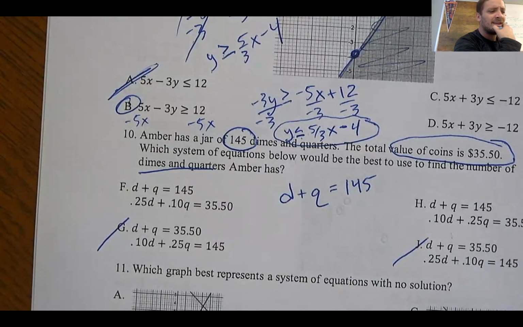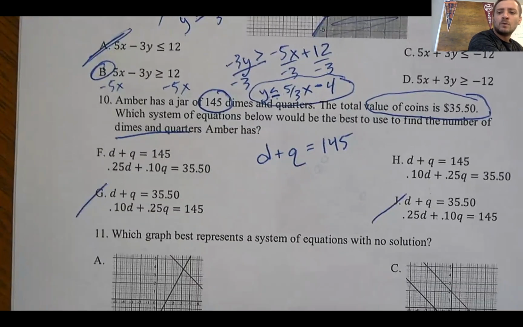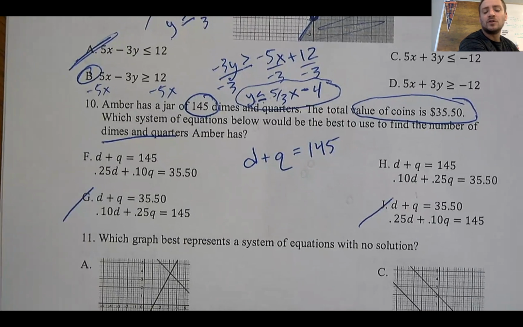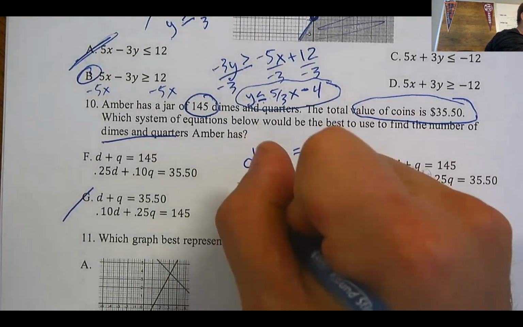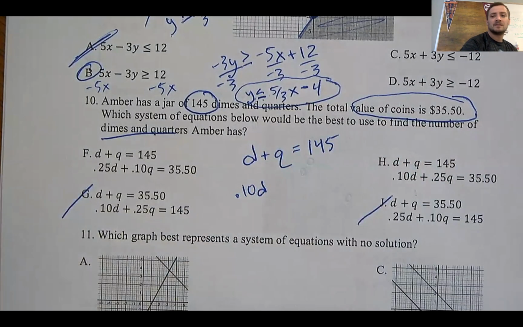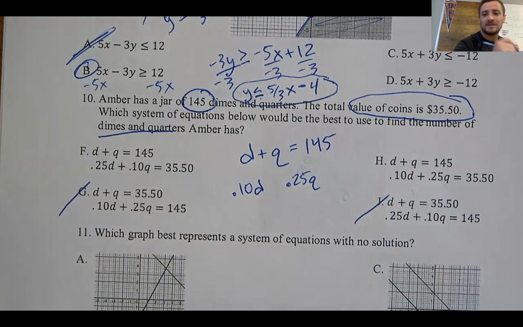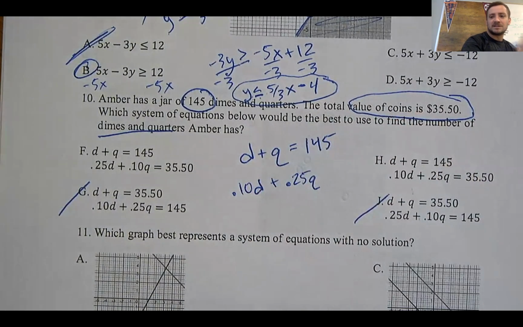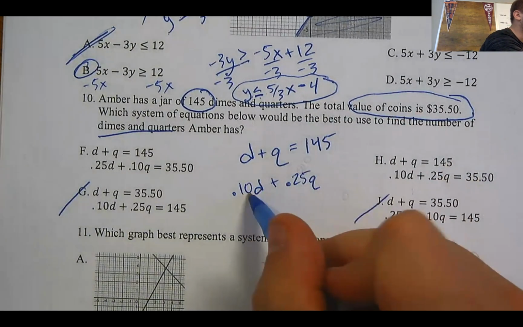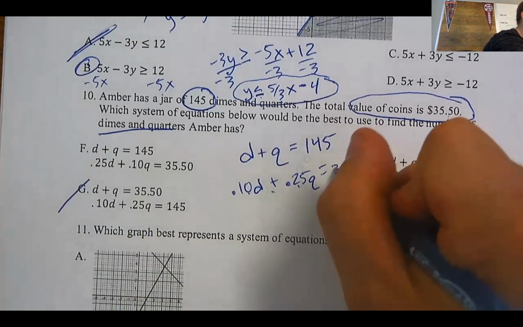Now, I'm kind of curious, where are they getting 0.25 from and 0.10 from? Well, that's the value of a dime and the value of a quarter. We know dimes are worth 10 cents. So we have 10 cents per dime, 0.10 times D. We know quarters are worth 25 cents. So 0.25 times Q. And if we add up our money, money plus money equals more money. So $ plus $ equals $. So 35.50.